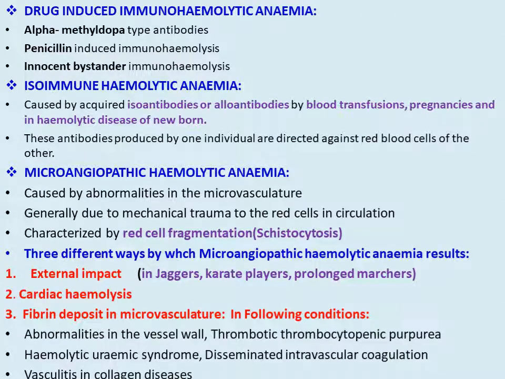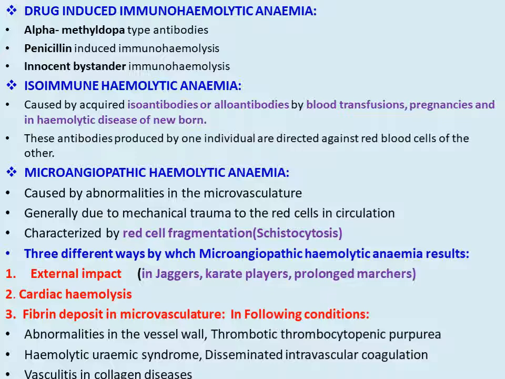Then other hemolytic anemias: drug induced immunohemolytic anemia. The drug-related types are alpha methyl-dopa type antibodies, penicillin induced immunohemolysis, and innocent bystander immunohemolysis. Innocent bystander immunohemolysis means immunohemolysis happens in a patient, but the patient doesn't know the cause of the hemolytic anemia. Unknowingly, hemolysis happens, that is destruction of RBCs.